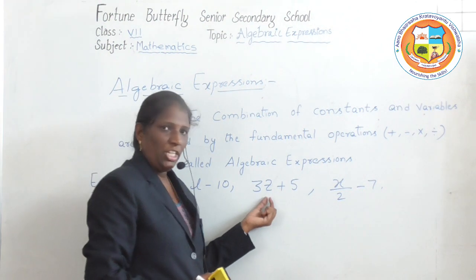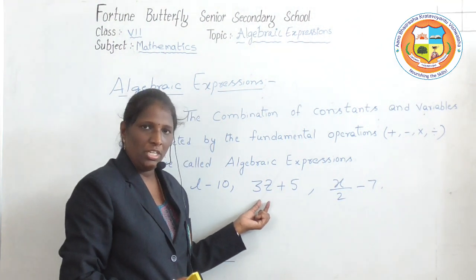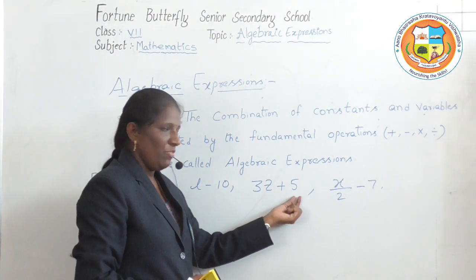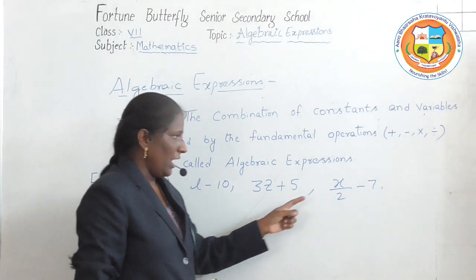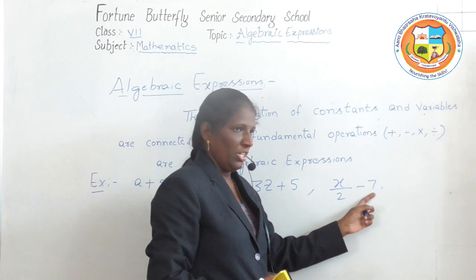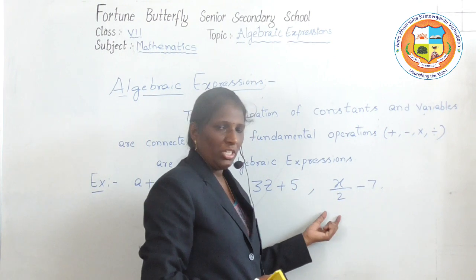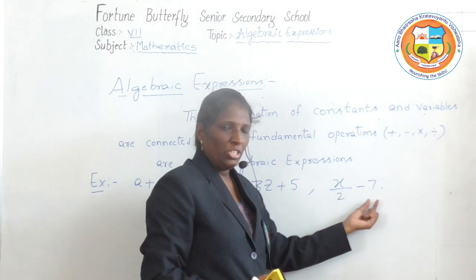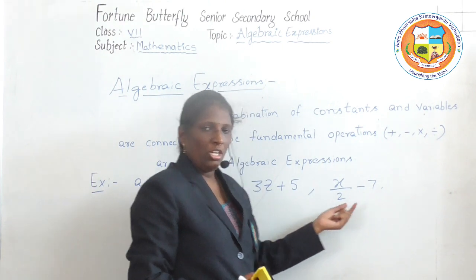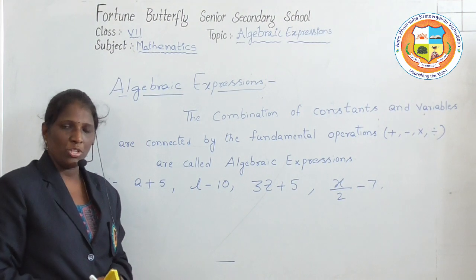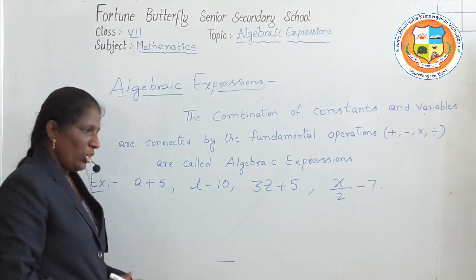Now 3Z. 3Z means three times Z, that is multiplication. 5 is a constant. These two terms are combined by the operator plus. X by 2 minus 7. Here X by 2 is one term and 7 is also one term. These two terms are combined by the operator minus. Okay. Now these all are examples of algebraic expressions. One more example.